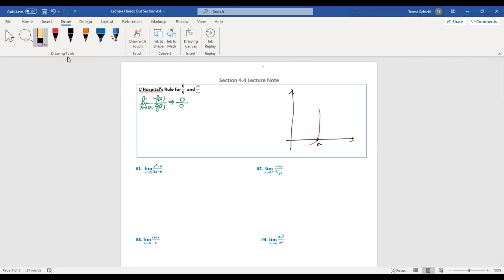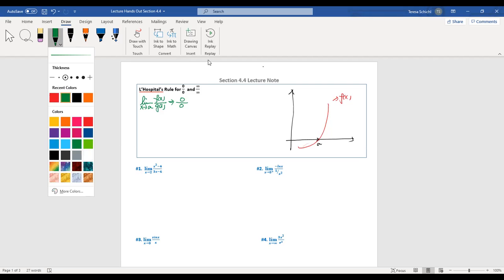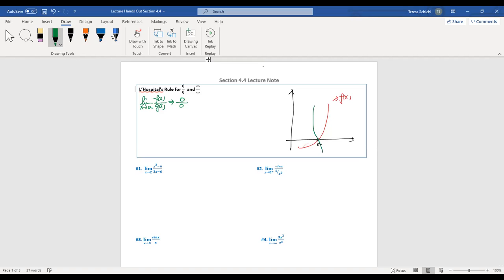Let me get a better graph. So let's see, if this is my f of a, this is f of x. And also I have another function here, a g of x. You see, when x approaches a, both of them approach zero.